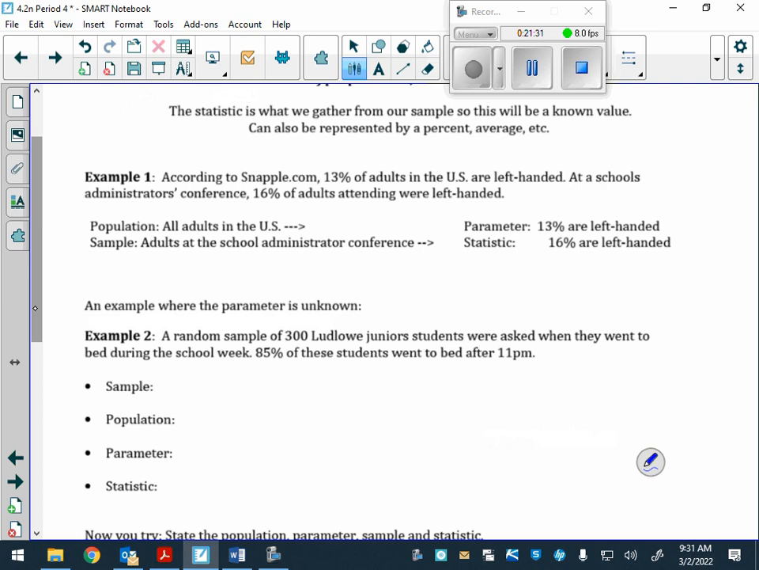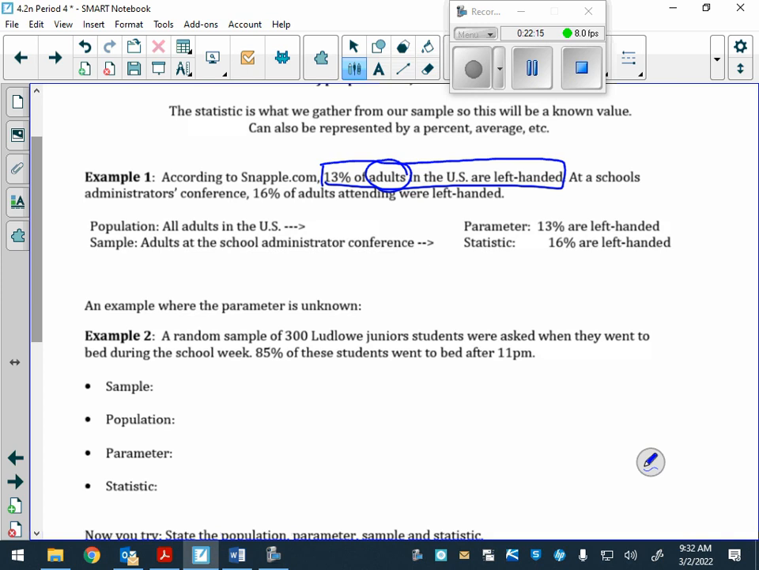According to Snapple.com, because it's so reliable, as you could see, 13% of adults in the U.S. are left-handed. Okay. At a School Administrators Conference, 16% of the adults attending were left-handed. So the population are all the adults. The sample were the adults at a conference, so a small piece. Now the parameter is 13% of adults are left-handed. Okay, so that matches this population. Okay, 13% are all left-handed.